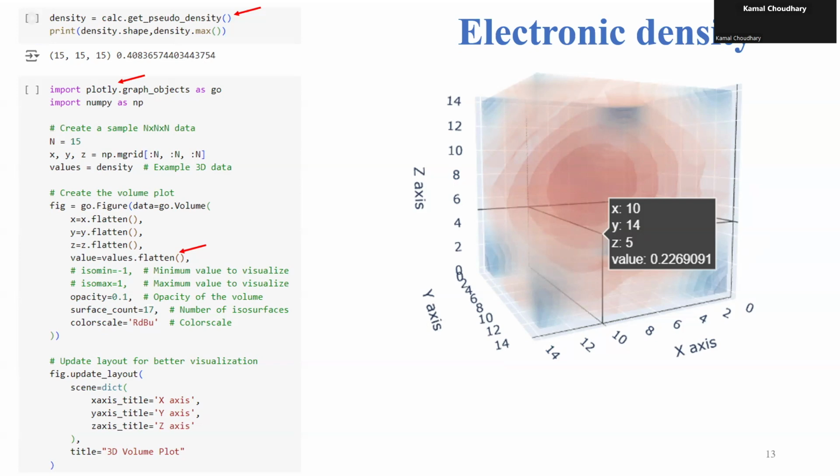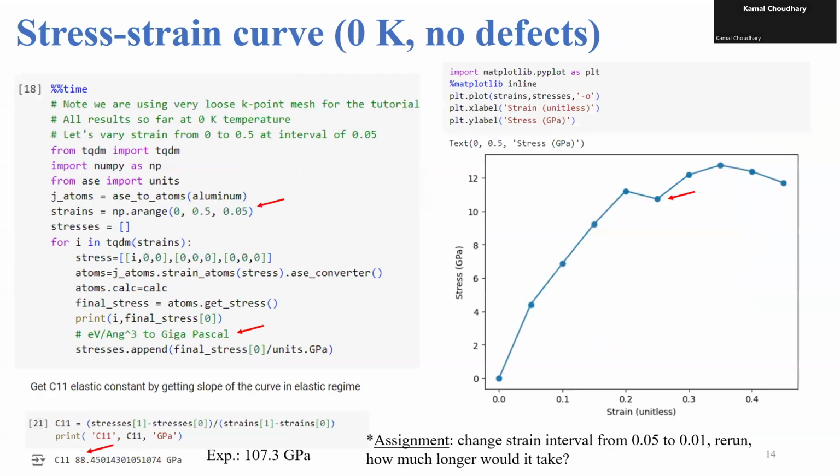So here I'm basically showing you that the red part is the core, and as we go away from the core, the value of the electronic charge density decreases. Now, those electronic properties may not be very important for mechanical engineers, but what could be important is the stress-strain curve, which you might have seen in your undergrad.